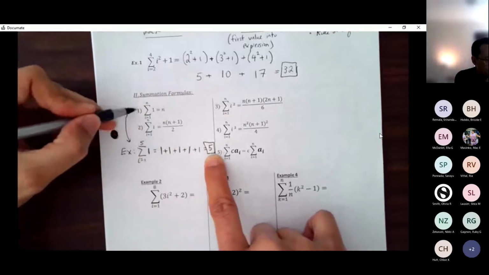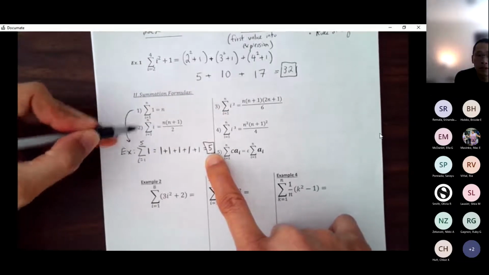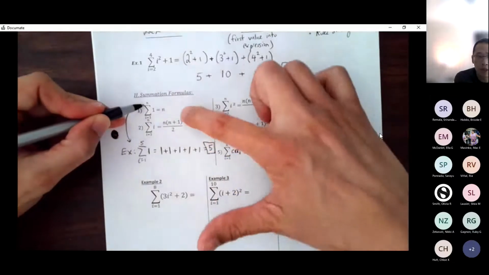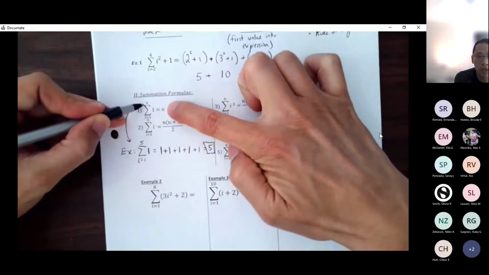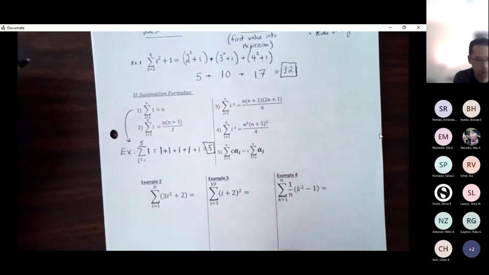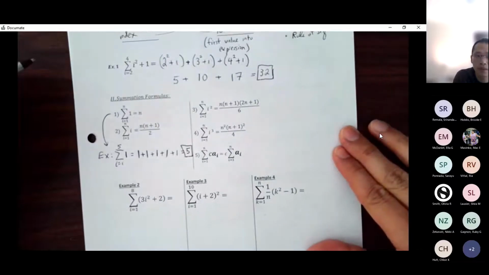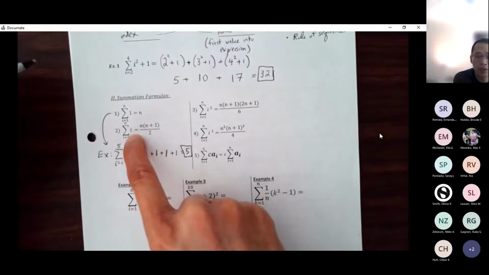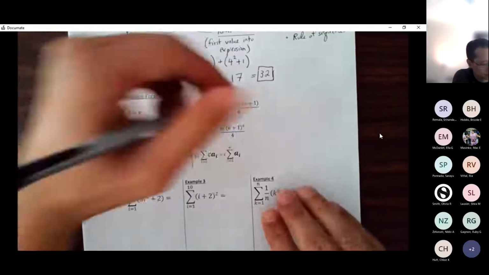And 5 is the same as the upper bound. So if my summation sequence rule is just 1, then my sum will be the same as the upper bound. I'm just adding a bunch of ones together. I want to show how a rule looks if it was summation i.